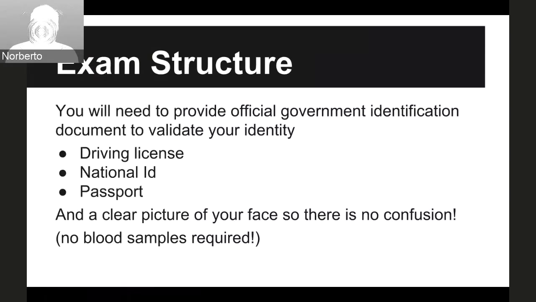Now, for the exam itself, for us to authenticate and validate that you are the person you claim to be, we will request an official government identification at the beginning of the exam. This needs to be something like a driving license, a national ID, or a passport, something with a picture so we can validate the person. Obviously, if you are very good looking, you'll have extra points on it. So make sure you have it.